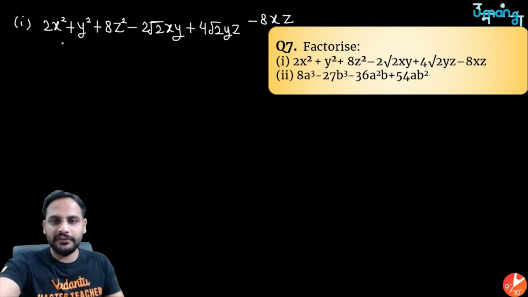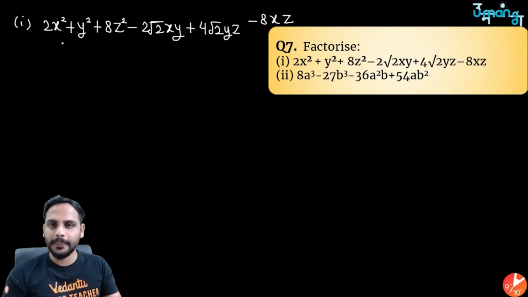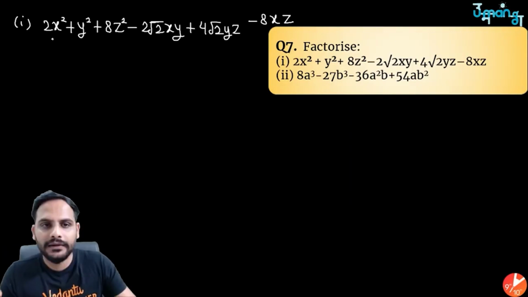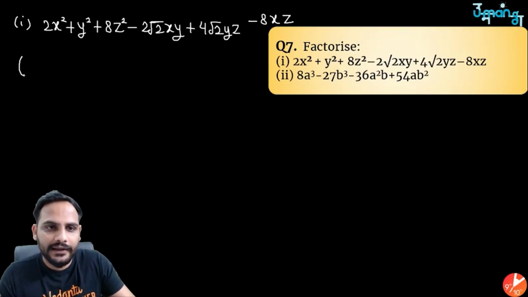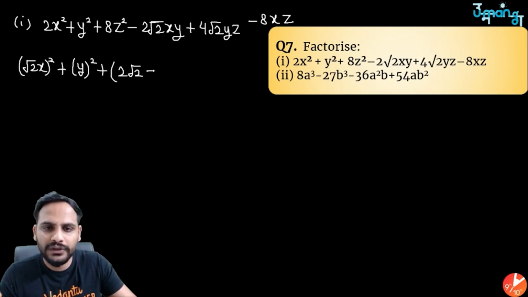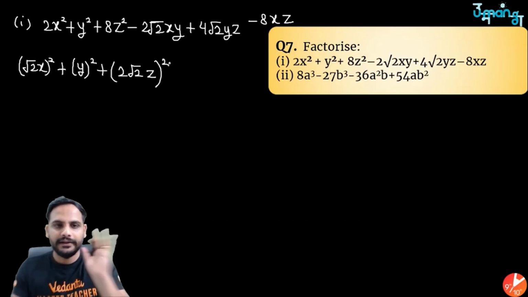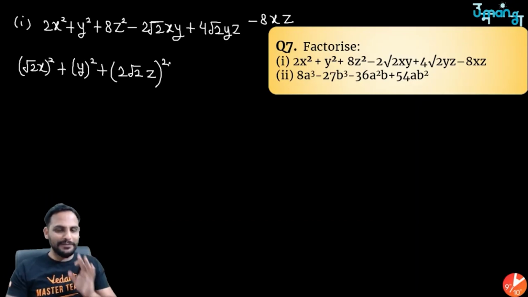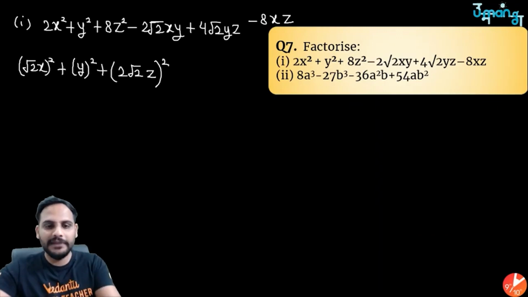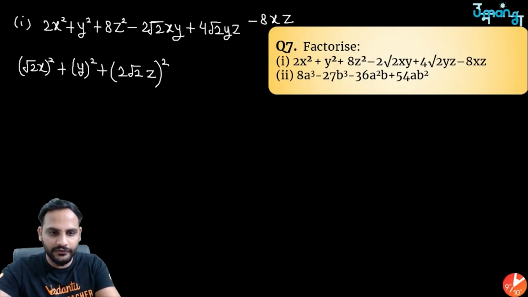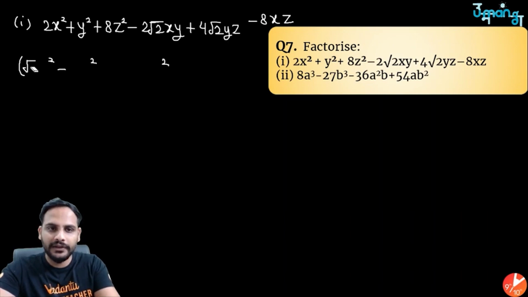So a square plus b square plus c square form you can see over here. So I can write this 2x square as root 2x whole square. This y square I can write as y whole square. And 8z square I can write as 2 root 2z whole square. Okay? So it is a square plus b square plus c square term there. But don't be in such a hurry. First understand this thing also. If you look at these terms, out of all these terms, after that minus 2 root 2xy, minus 8xz, all that is given.